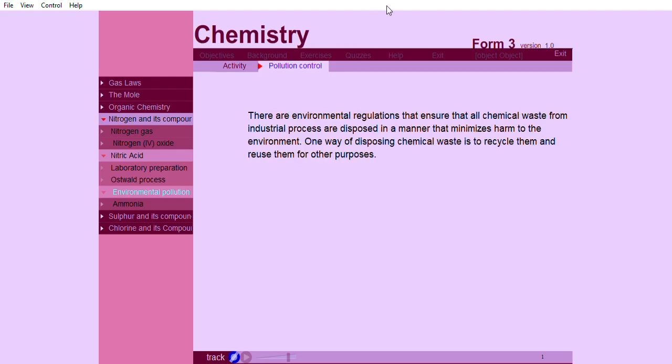These are environmental laws that ensure that all chemical waste from industrial processes are disposed of in a manner that minimizes harm to the environment. One way of disposing chemical waste is to recycle it and reuse it for other purposes.